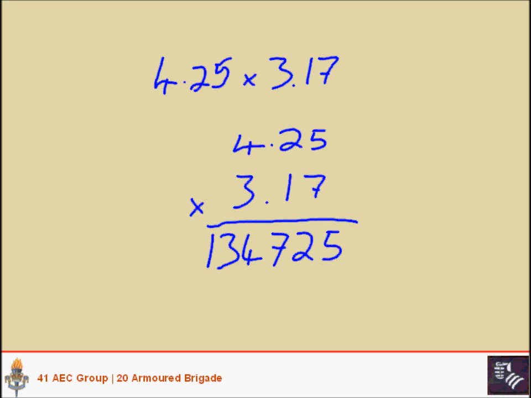Now if you look at the equation, 4.25 has 2 numbers after the decimal point, and 3.17 has the same, 2 parts after the decimal point. Therefore, we'll have to count back 4 places from the right hand side in order to find where our decimal point goes. So the answer will be 13.4725, with the decimal point going to the right hand side of the 3.